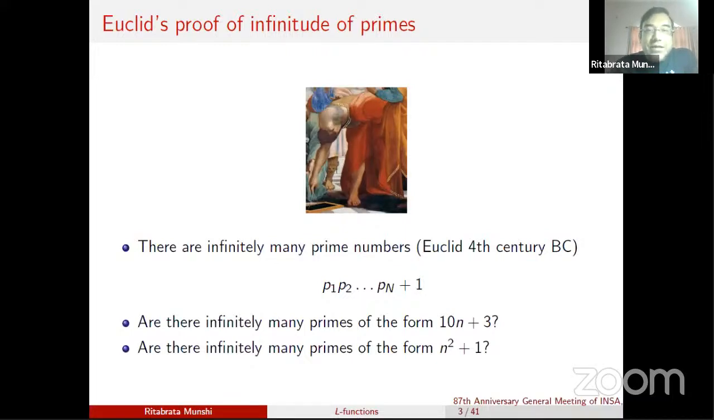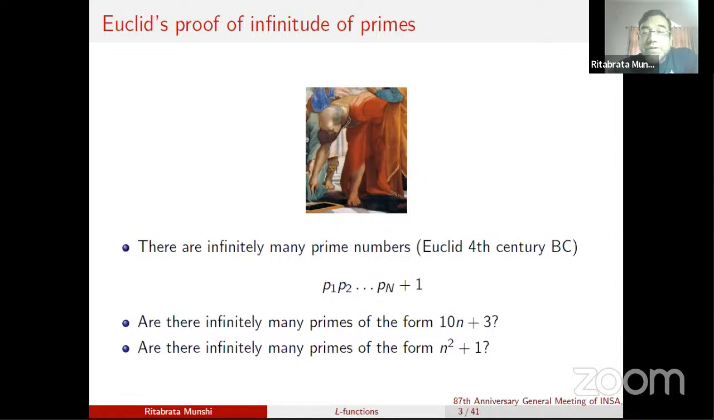The first thing that I want to say is Euclid proved that there are infinitely many primes. His proof was by contradiction. He supposed that there are finitely many primes and listed them down, p1, p2, up to pn, and then took the product of them and added 1 to it. This is an integer which should have a prime factor, but it cannot, because if any of these primes divides this number, that prime factor has to divide 1 as well. That was the contradiction, so there have to be infinitely many primes. This is a fantastic, very short proof of the infinitude of primes.